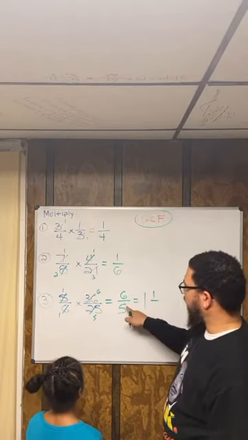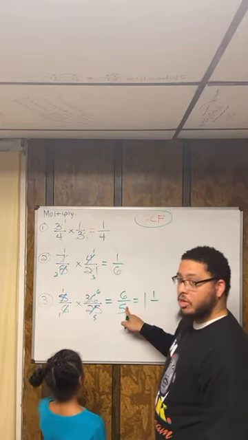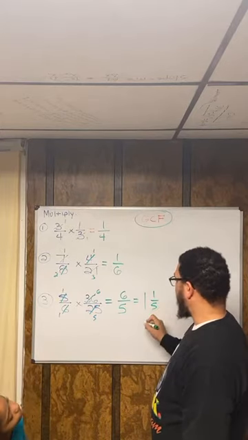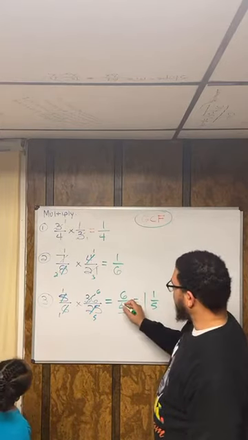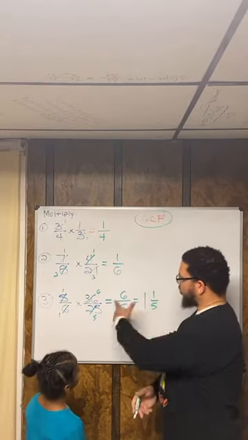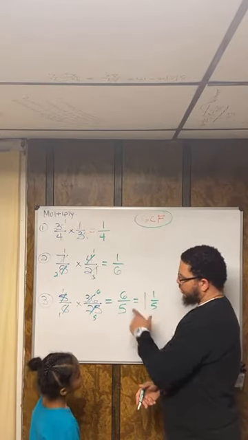And then my denominator never changes. So if my denominator was a 5, my denominator is still a 5. So this will be the final answer. But these are equivalent, right? When you get into algebra, we don't really deal with mixed numbers. We deal with improper fractions.